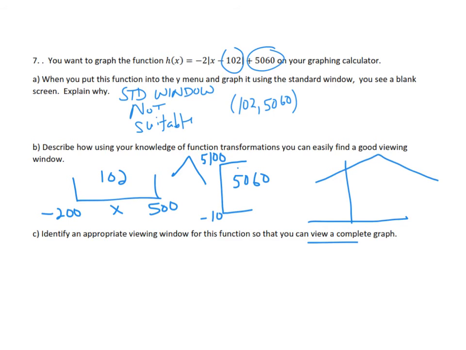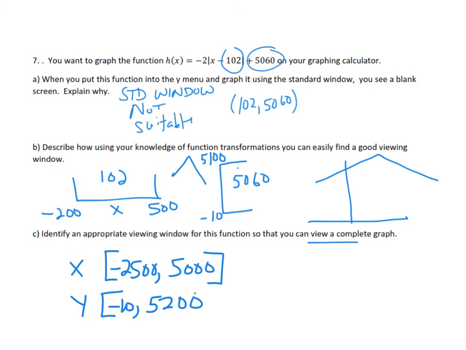And so I found that after playing with it a little bit, a suitable window might be my domain going from negative 2500 to 5000. And my range would be something from negative 10 to 5200. There's lots of other windows that would also work. But this would give me a complete graph. If I use this window, I can see where my function crosses the y-axis, the x-axis, and I can see the vertex as well.